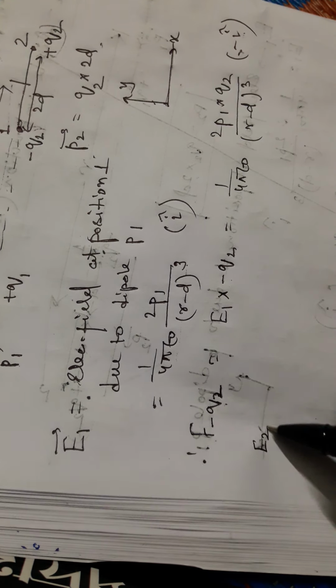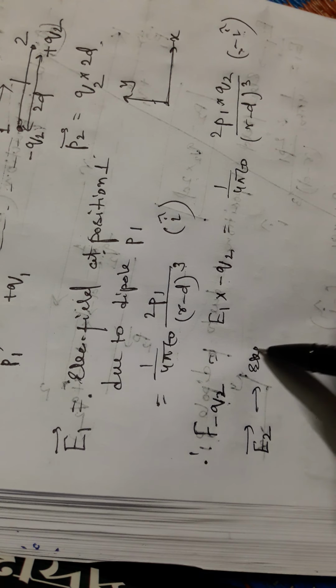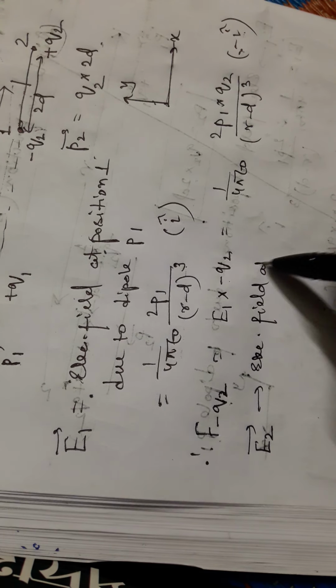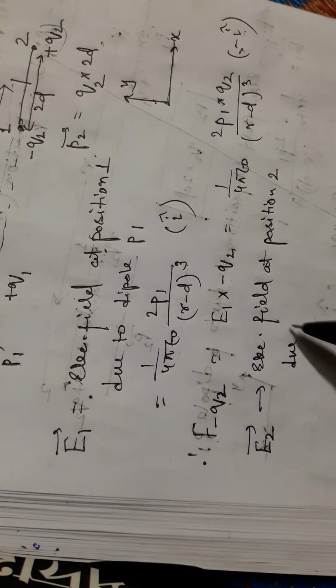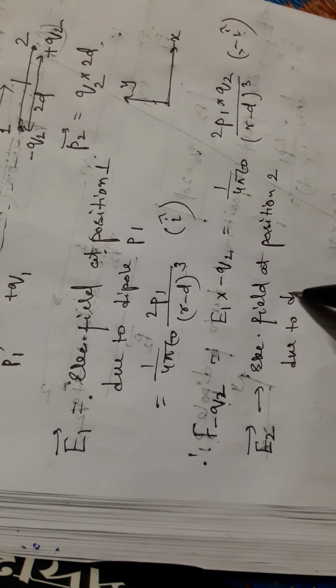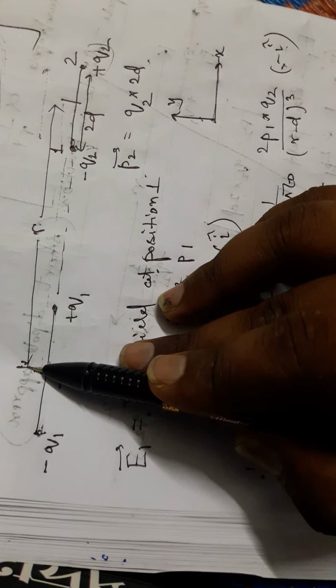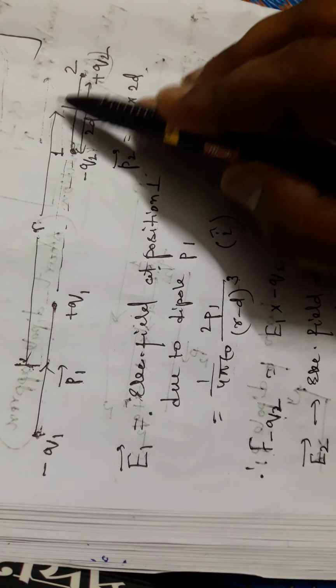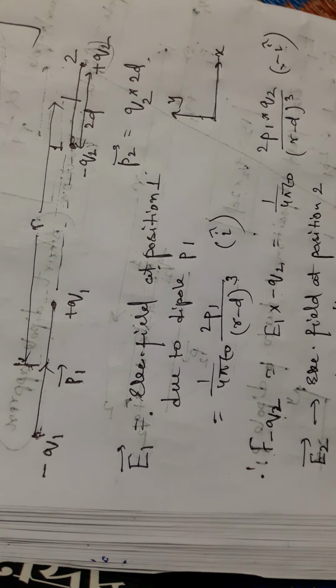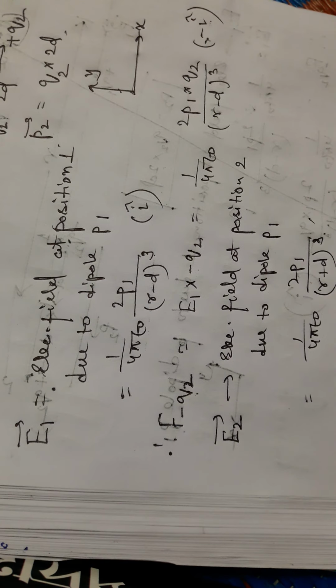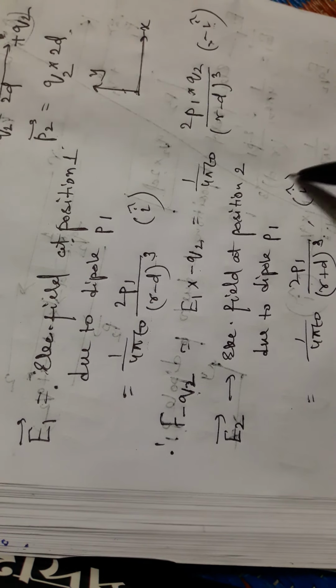Now electric field at position 2 due to dipole P1. Position 2 means at this position, it is equal to 1 by 4 pi epsilon naught 2p1 by, now from this point the distance of position 2 is r plus d. So r plus d whole cube. Therefore the direction will be along plus i cap.